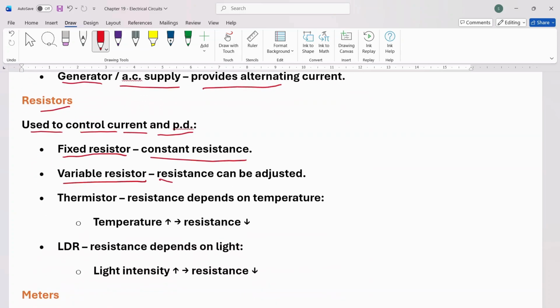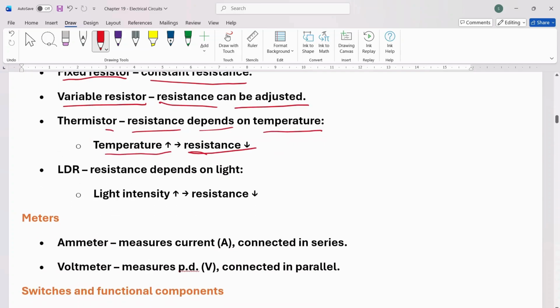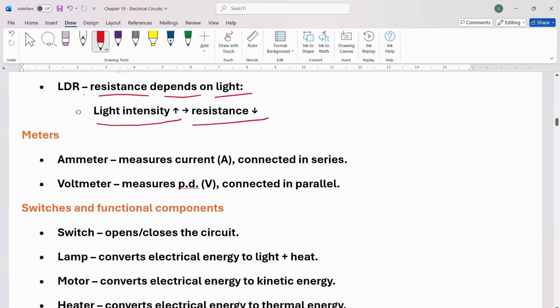Variable resistor, resistance can be adjusted. Thermistor, resistance depends on temperature. If temperature increases, resistance decreases. LDR, resistance depends on light. If light intensity increases, then resistance decreases.